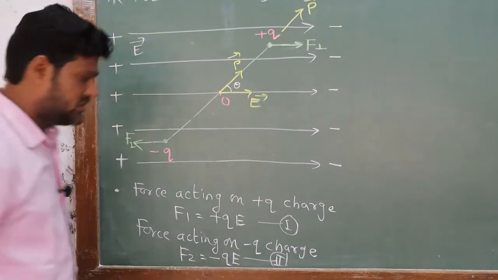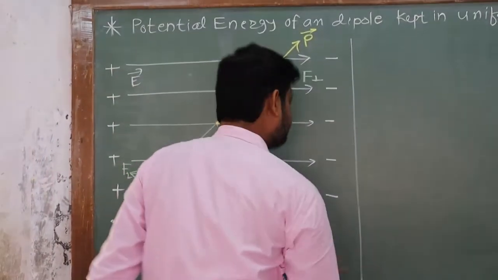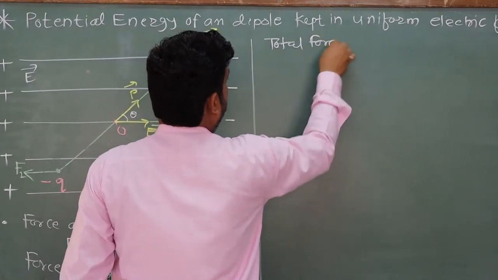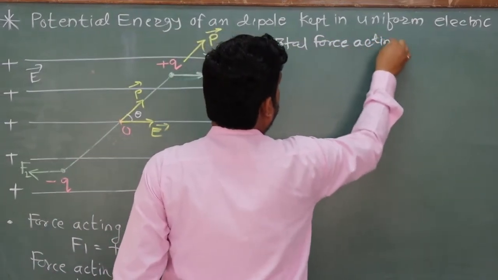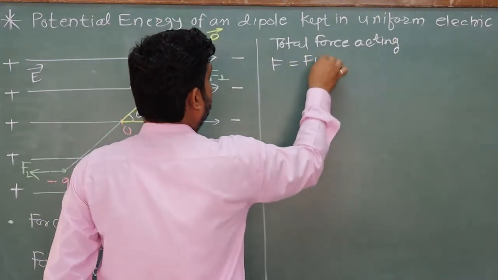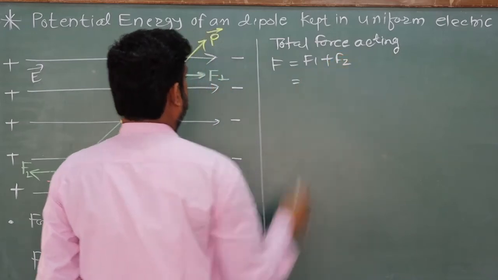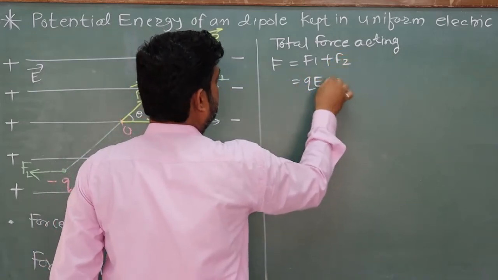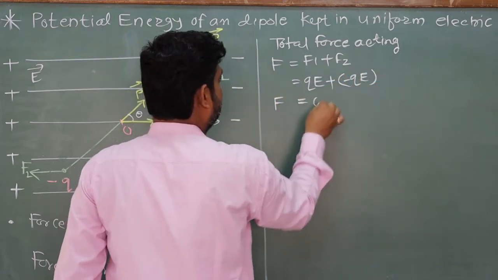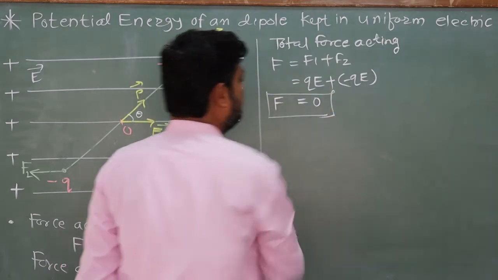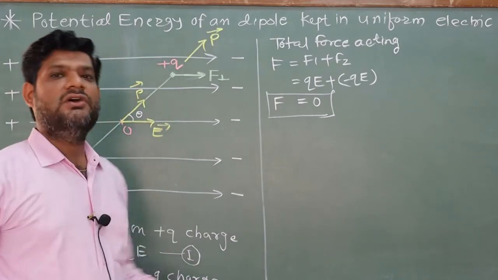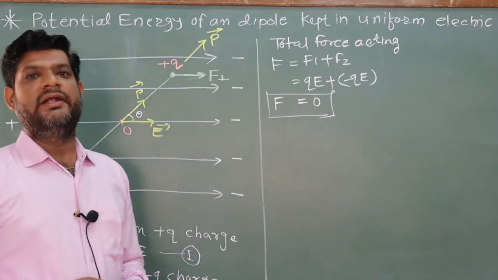What is the total force acting on the dipole? Total force acting on the dipole, that is F equal to F1 plus F2. F1 is plus qE and F2 is minus qE, right? F equal to 0. That we have already obtained in chapter number 1 also. So this is all about the force acting on the dipole.